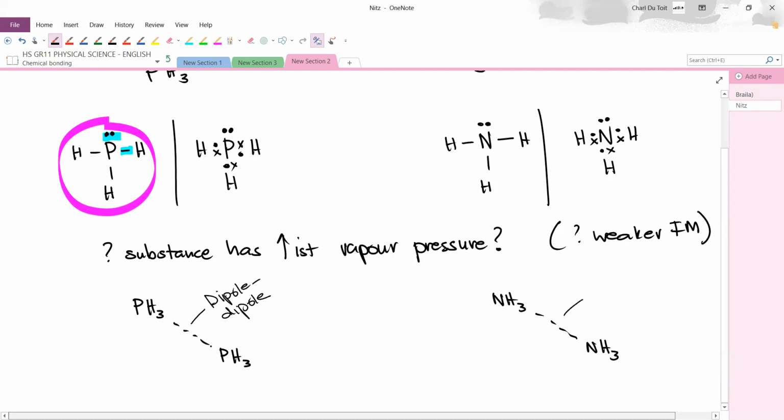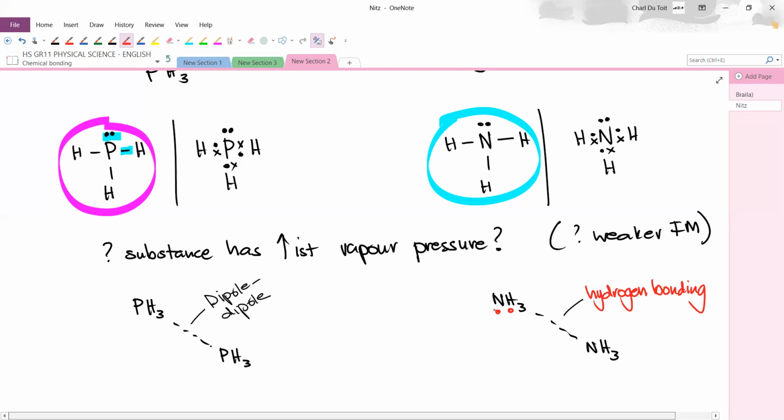Okay, what about this molecule? It's polar, but it's not dipole-dipole. What is it? Hydrogen bonding. How do I know that? Well, there's hydrogen connected to nitrogen. It makes that specific dipole-dipole bond stronger than a normal dipole-dipole bond. It's called hydrogen bonding.